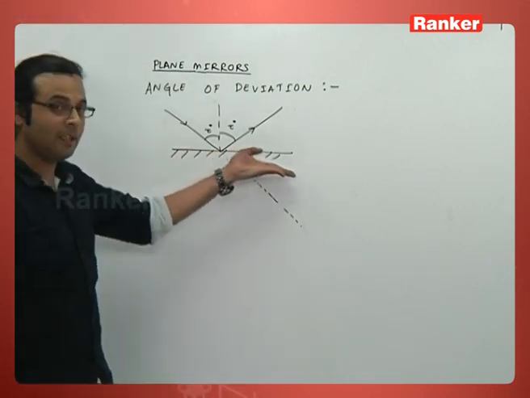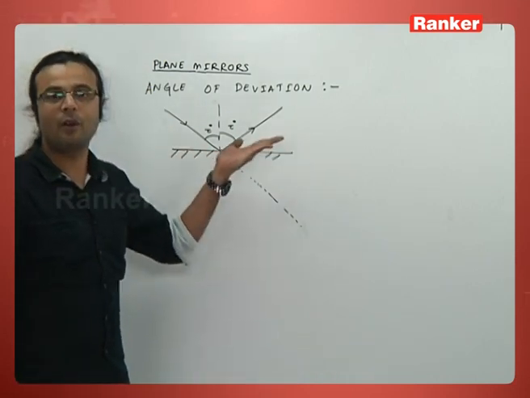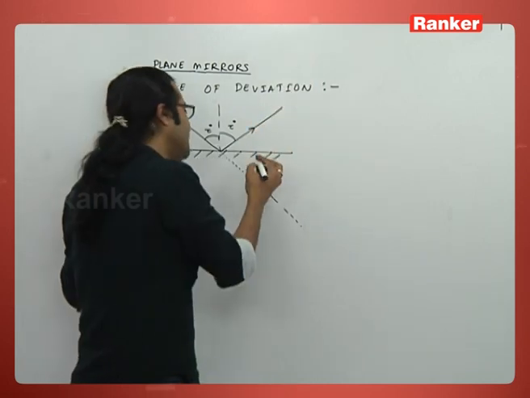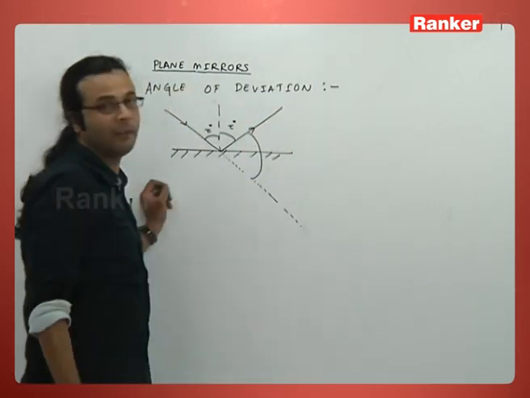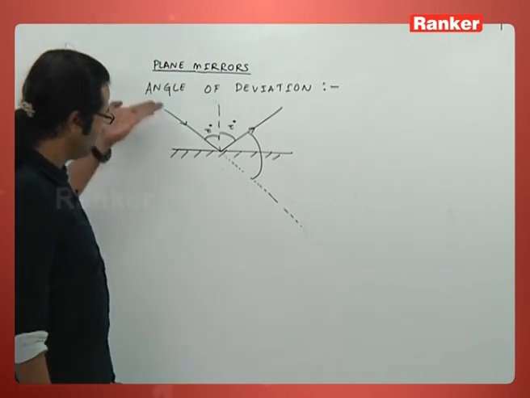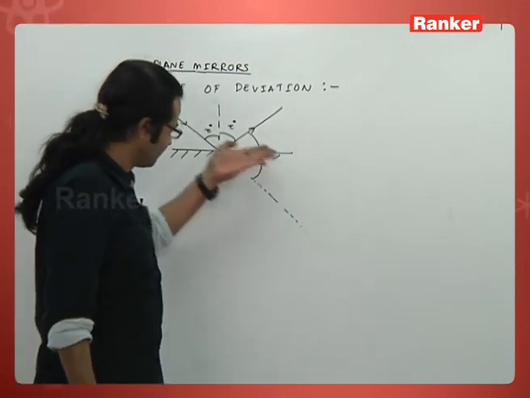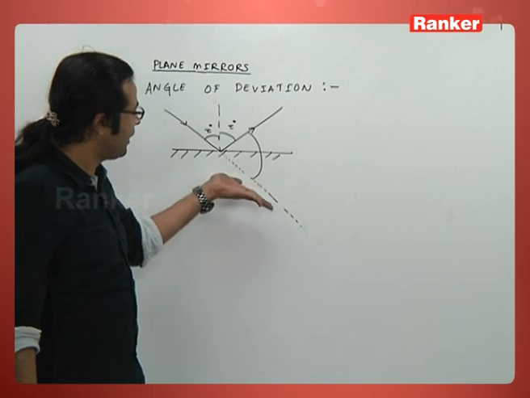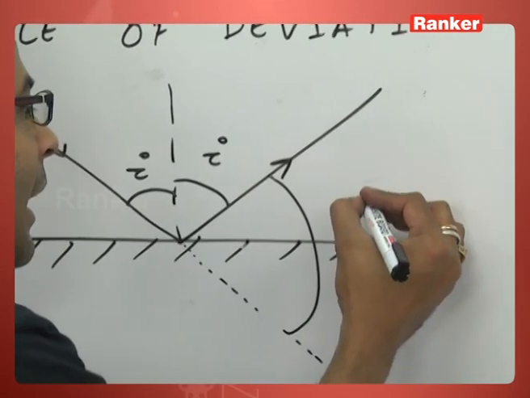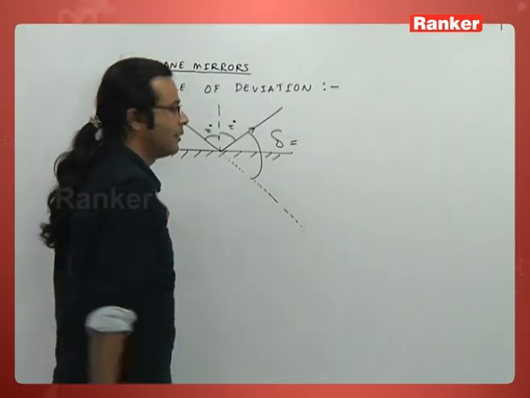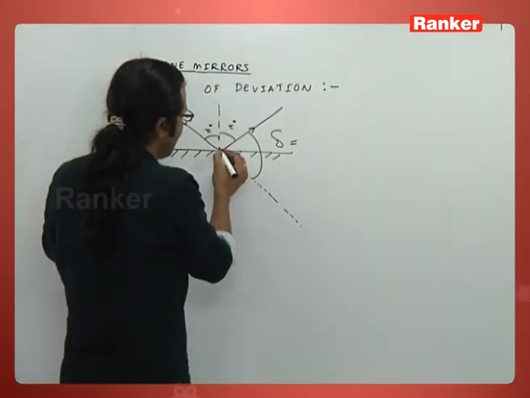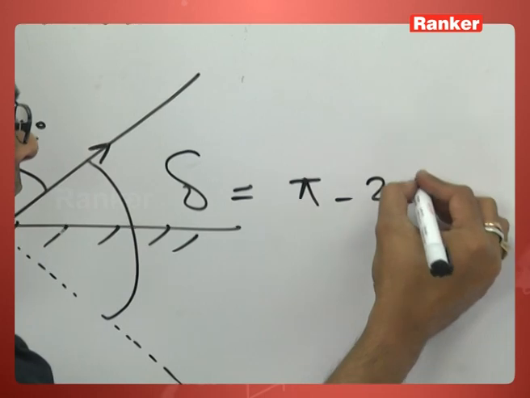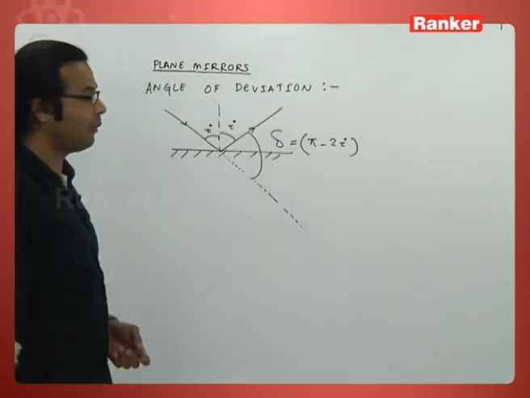But since there is a mirror, the presence of this mirror is turning this ray this way, and this turning angle is known as the angle of deviation. I repeat once more. If there had not been any mirror, this ray would have come straight. Since the presence of this mirror is turning the ray by an angle, let us say this angle delta, this total angle is 180 degrees, this is 2i, so this will be pi minus 2i. This is known as the angle of deviation.